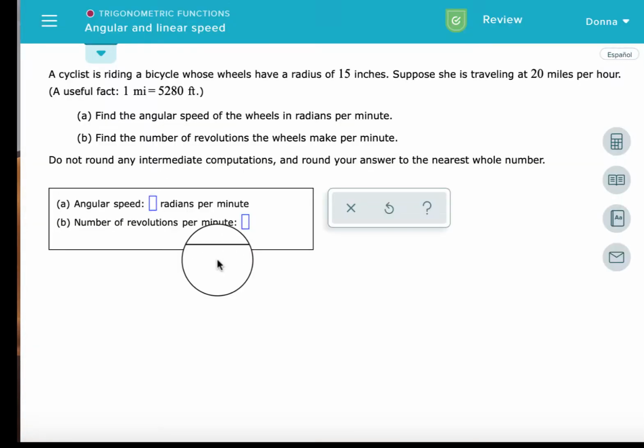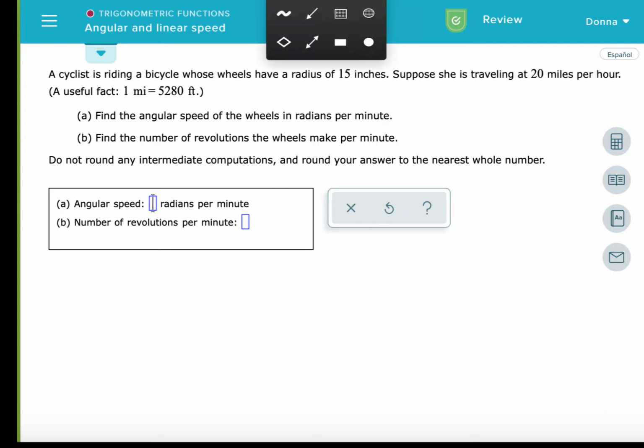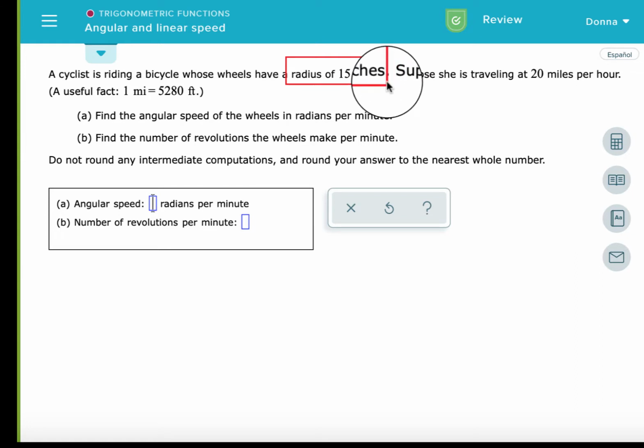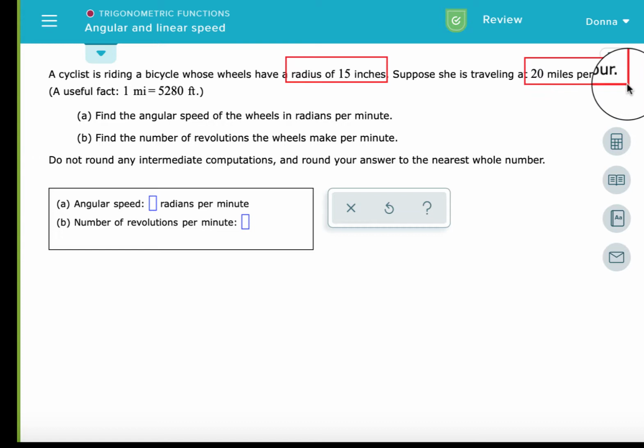So in our example, using the annotation tool from Zoom, we're given that the radius is 15 inches, and we also know that she is traveling at 20 miles per hour. So we need to recognize what information was given to us. When they say the radius is 15 inches, that's giving us the radius, so r is equal to 15. And then they tell us 20 miles per hour.